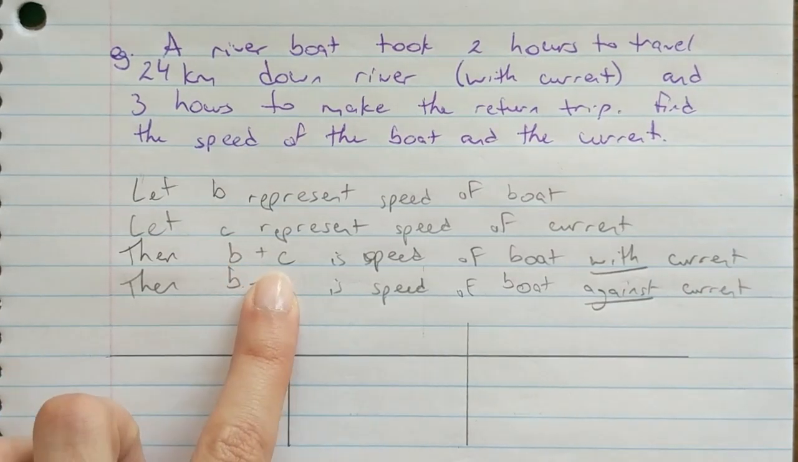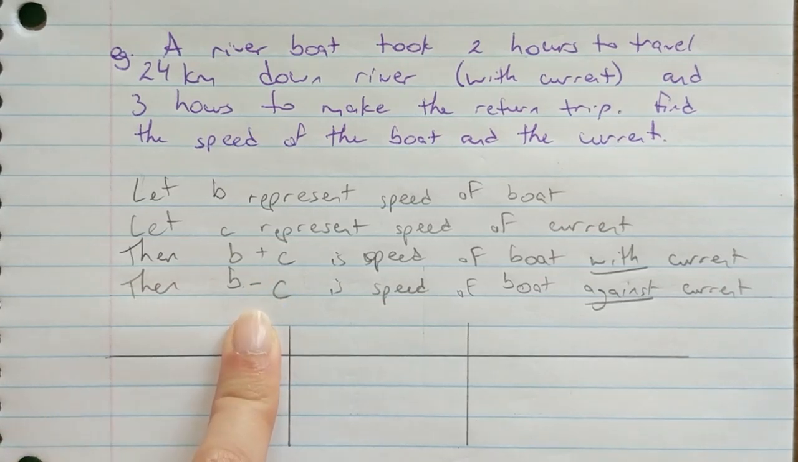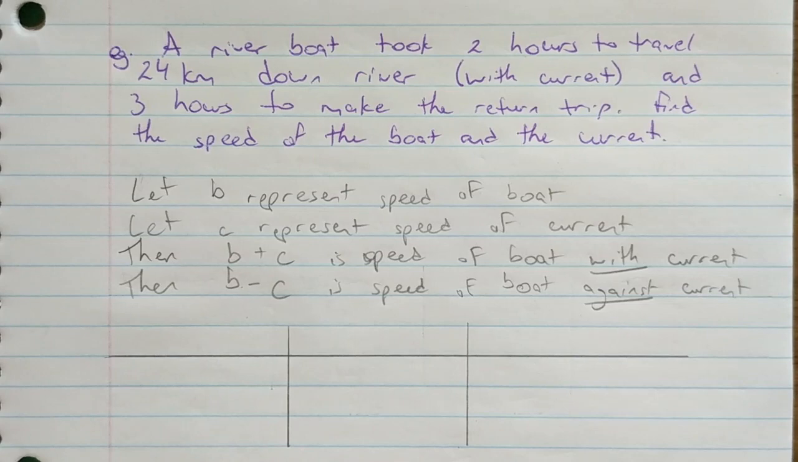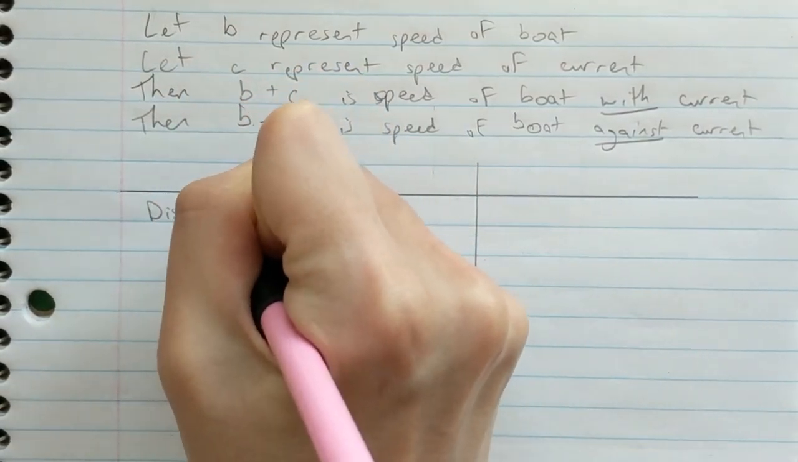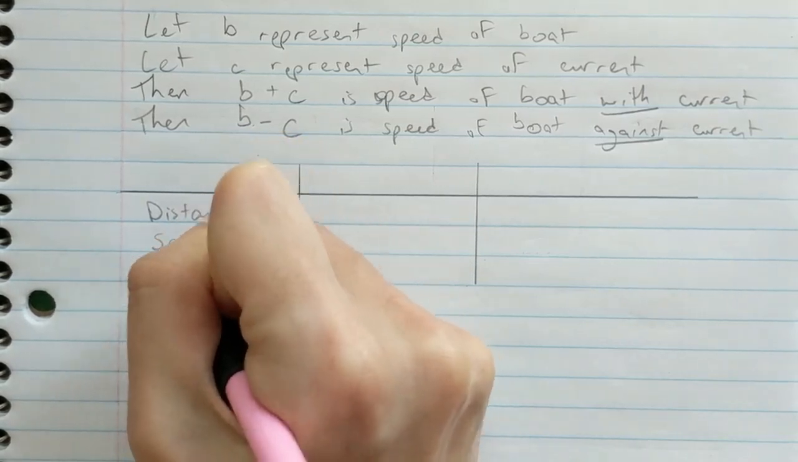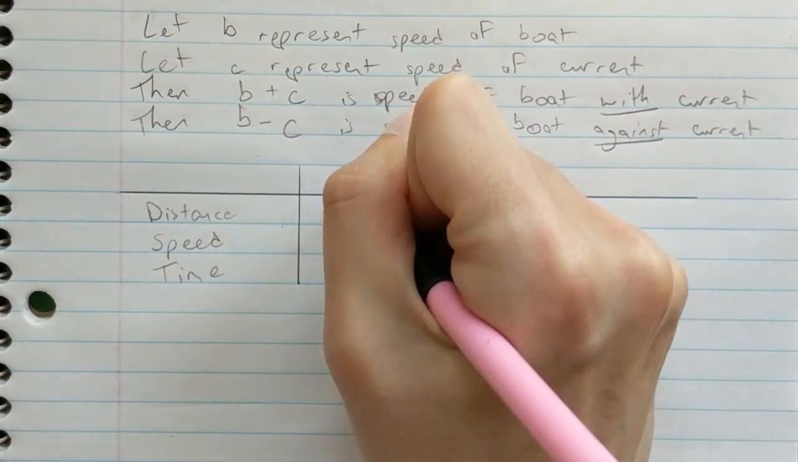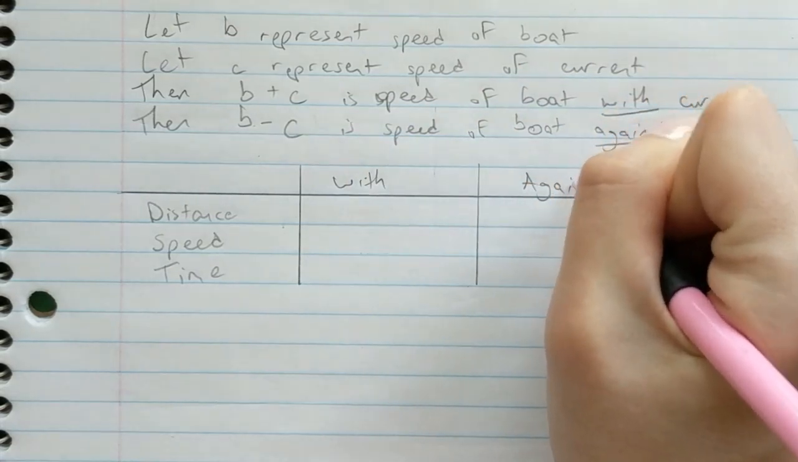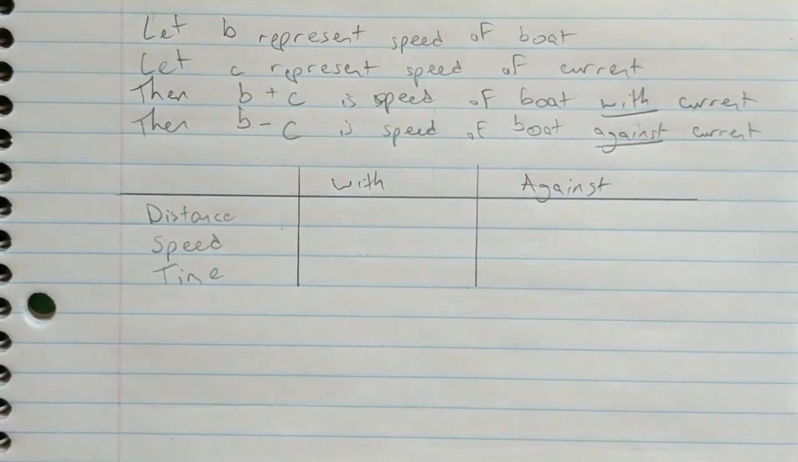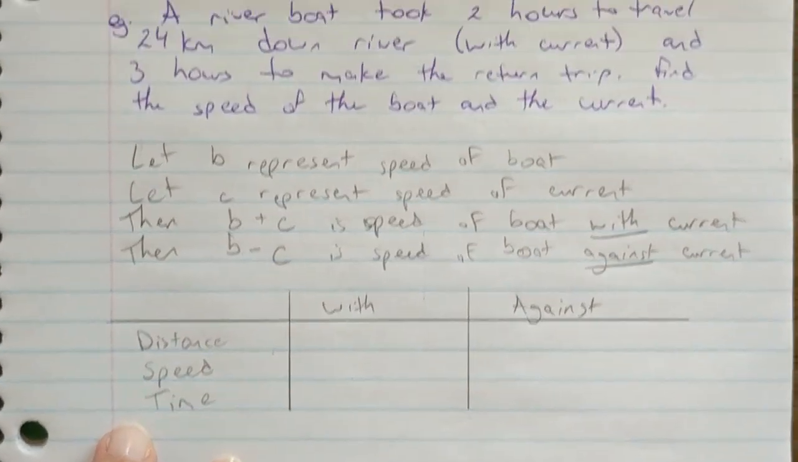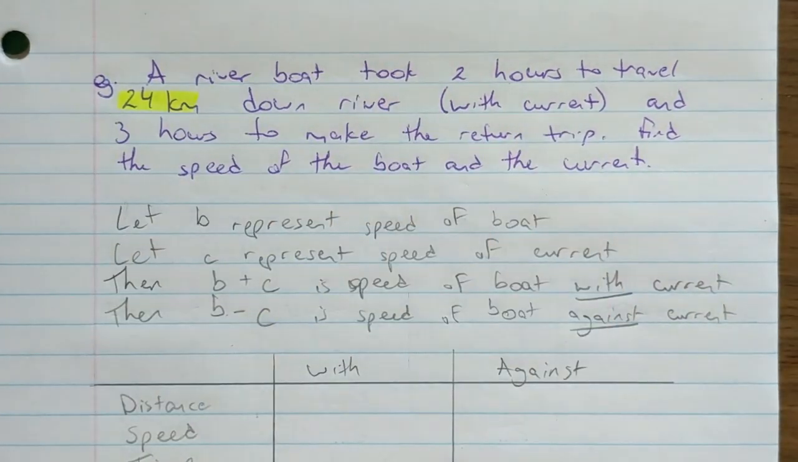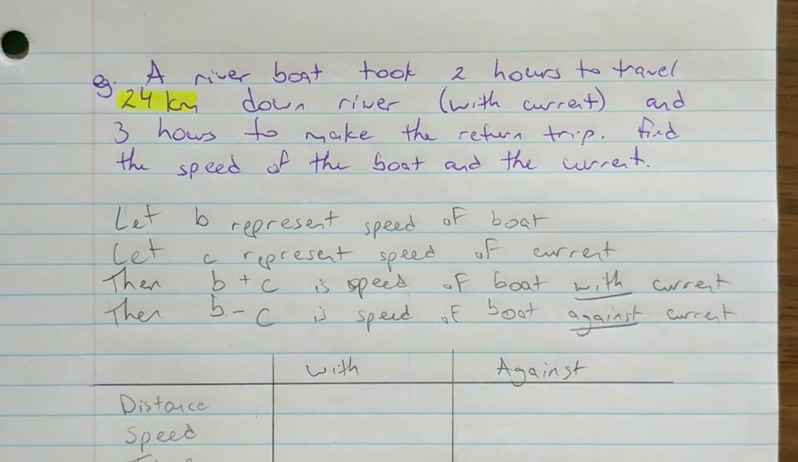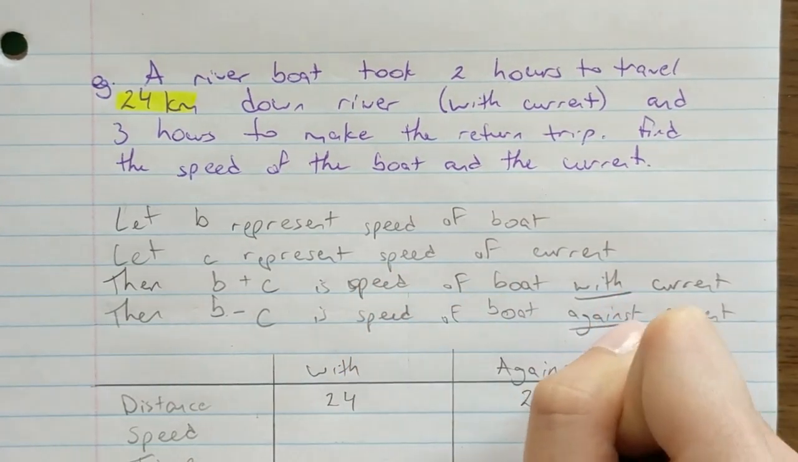Remember, with the current means that the current is helping you, it's speeding you up. Whereas C being subtracted means that the current is slowing you down because you're flowing against it, you're moving away from it. Let's set up our table here. We have distance, speed, time, and we have with and against. The total distance traveled in both of these situations was 24 kilometers because we are going down the river and then we are coming back. So the distance in both cases is 24 kilometers.